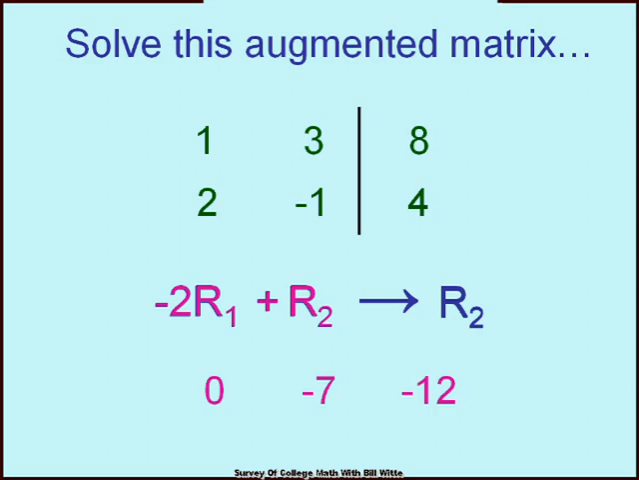See if you can see what we did there. We multiplied 1 by negative 2 and added it to 2. We multiplied 3 by negative 2 and added it to negative 1. And then we multiplied 8 by negative 2 and added it to 4. And that was my answer. And I'm going to replace row 2 with that. See the advantage of that? Now I have a zero in one of those great positions where I want a zero. I want diagonal ones, but I want everything else to be a zero. And as I said, I want you to create zeros first.